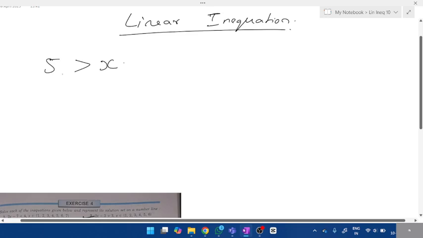Yes. See, 5 is greater than x. Is x on the left hand side or right hand side? x is on the right hand side. How do you rewrite this? Look at x. Which side is the arrow pointing? The greater than symbol is pointing towards which side? x. So when you rewrite this equation, this is how you get the answer.